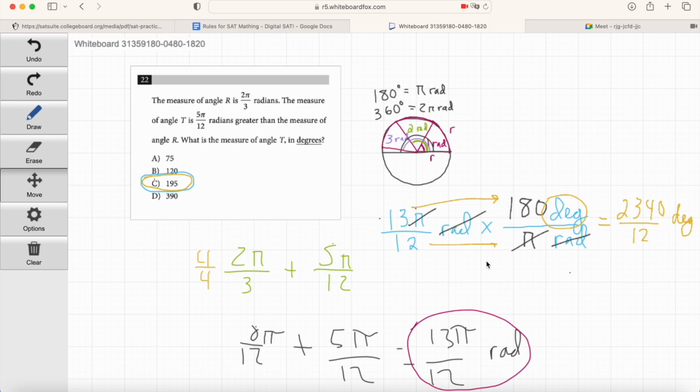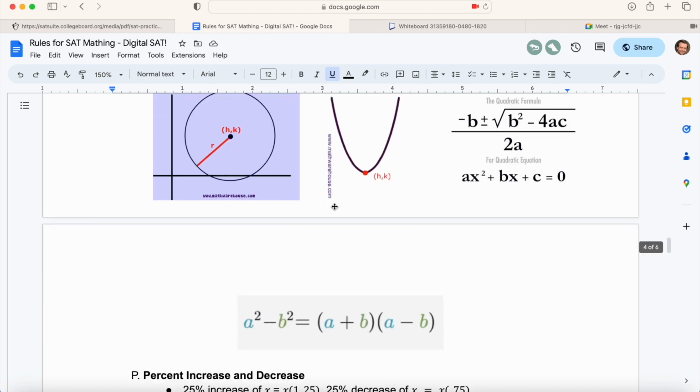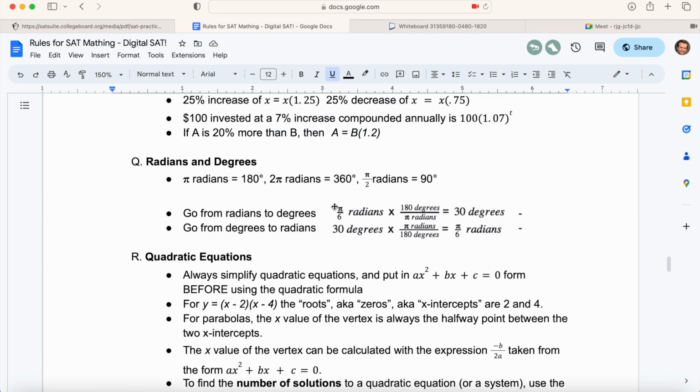Yeah. Okay. I've got a spot on the cheat sheet as well here for converting back and forth between radians and degrees. I want to go to that real quick just to show you where it is on the cheat sheet. This is basic concept Q. So I want you to scroll down to that. Let me know when you're there on the cheat sheet. Basic concept Q. Yeah. Okay.